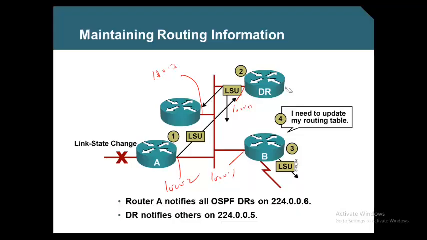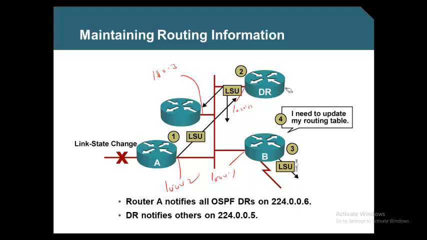Let's say the router ID of this one is 5.5.5.5 because the loopback interface has that address. And this one is, let's say, 4.4.4.4. And the other ones are 1.1.1.1 and 2.2.2.2. So this becomes DR because of the higher router ID. The other one becomes BDR because it has the next highest router ID.